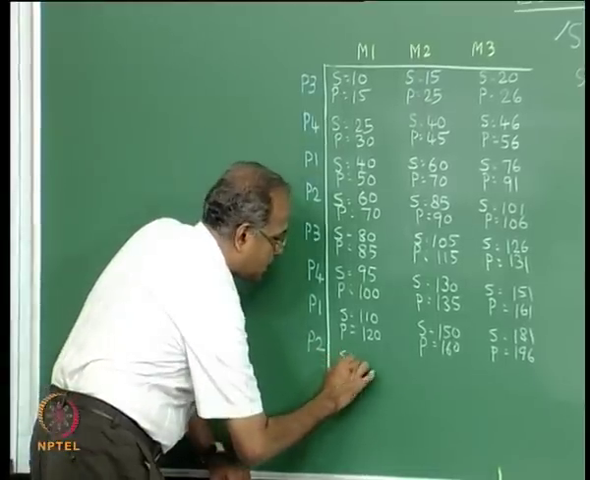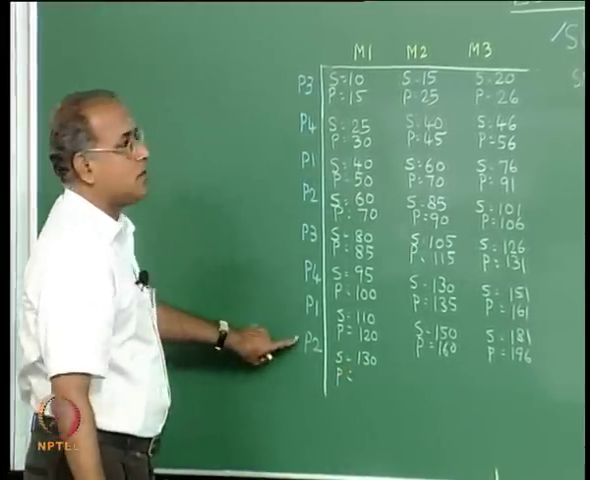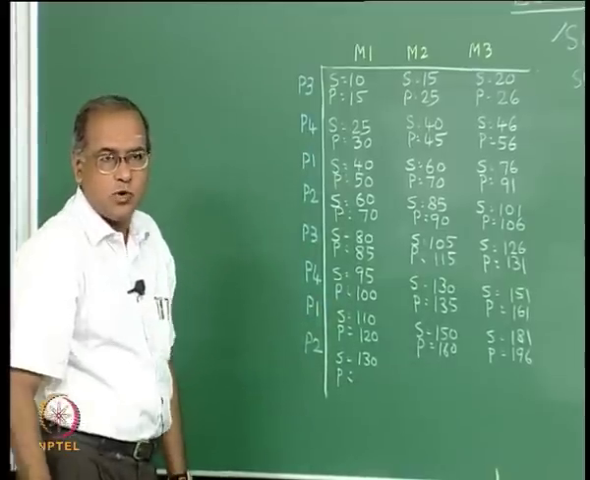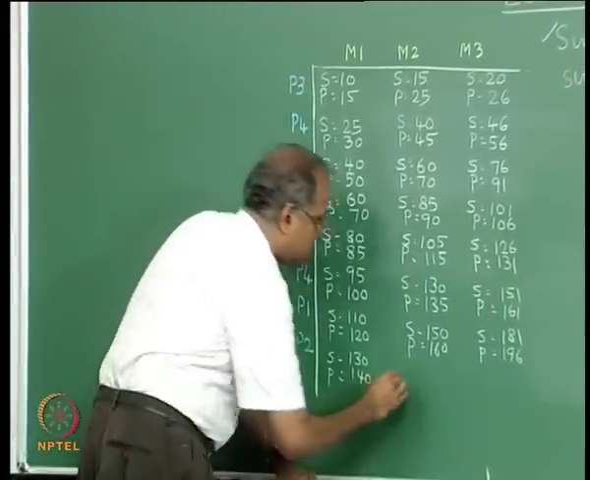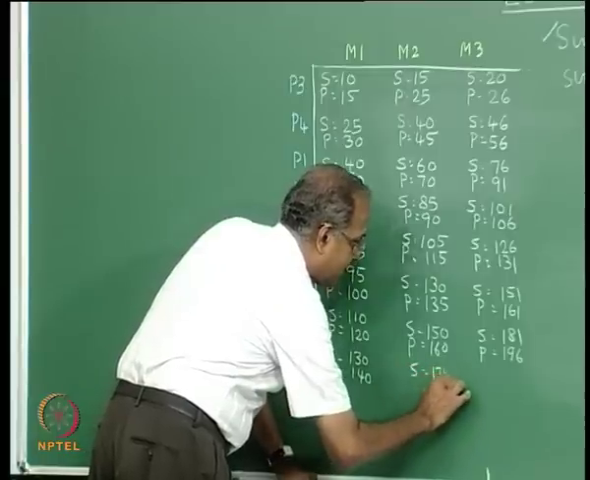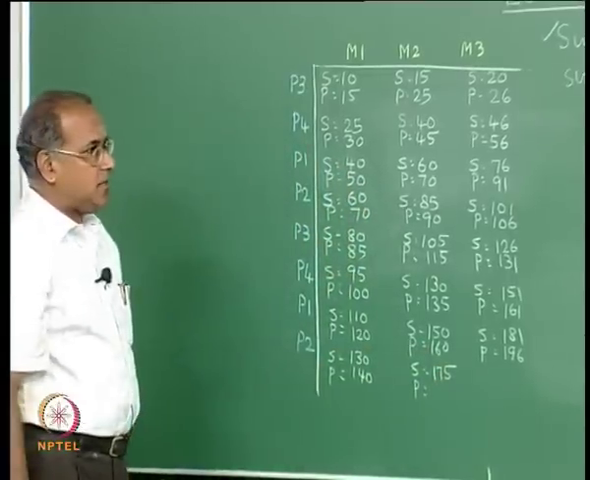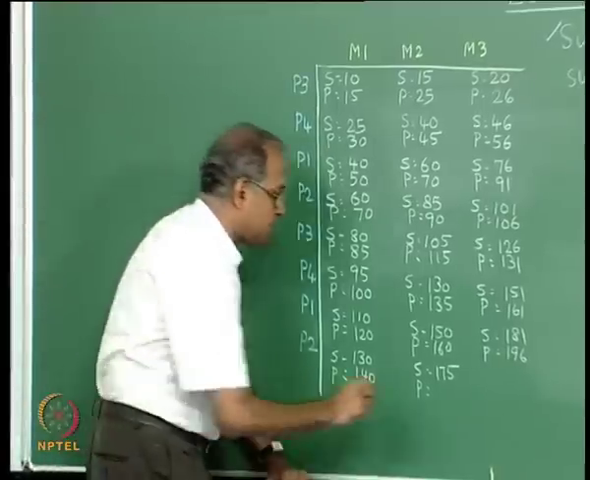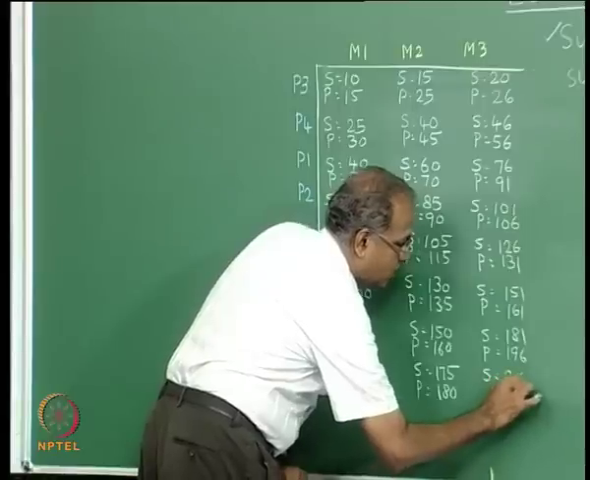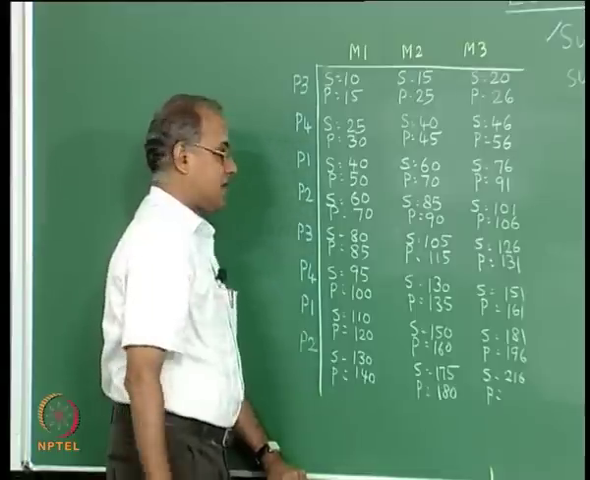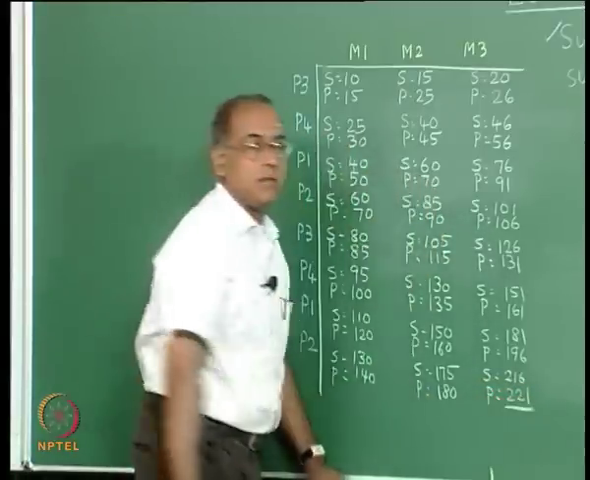Now setup is over at 130, production at P2 unit processing time is 2, so this will be over at 140. So again here setup is over at 175, 160 plus 15, unit processing time is 1, so this will be over at 180. Setup is over at 216, unit processing time is 1, so 221, this will be over.